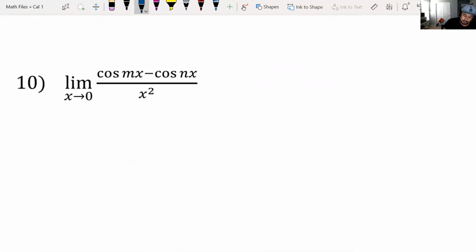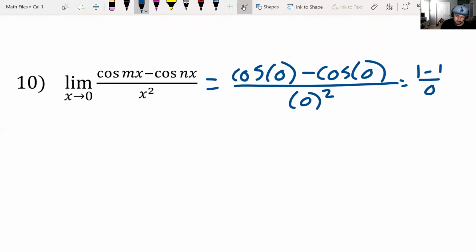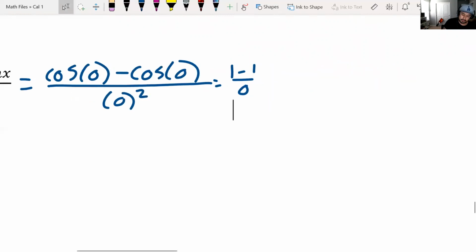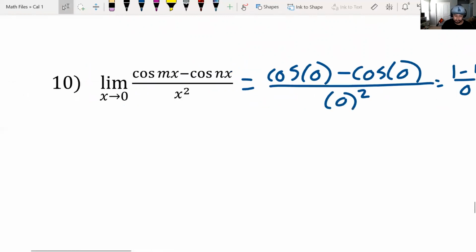Ten. Let's do it. That becomes cosine of 0 minus cosine of 0 over 0 squared, which gives me 1 minus 1 over 0, which is 0 over 0, which is indeterminate. So L'Hopital's.